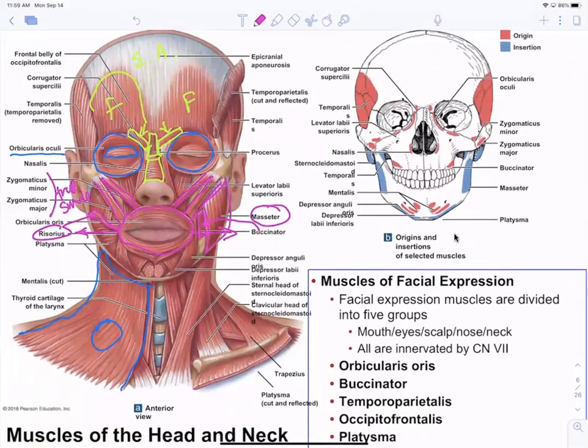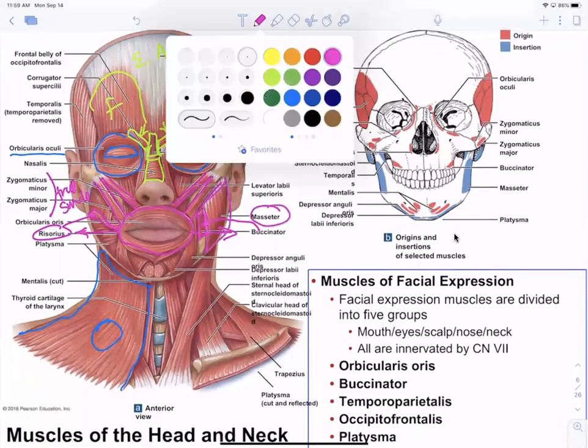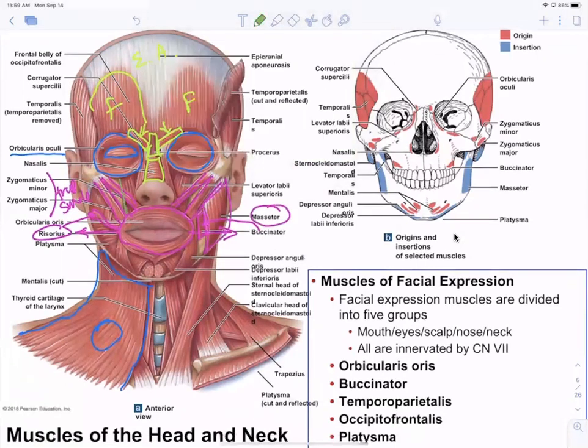You have some muscles that pull your lips up here, so it pulls it up like that. That would be your levator labii superioris, and then you also have ones that pull your lip down, or depress it. So depressor labii inferioris and depressor anguli oris. So they can make you get a pouty lip.